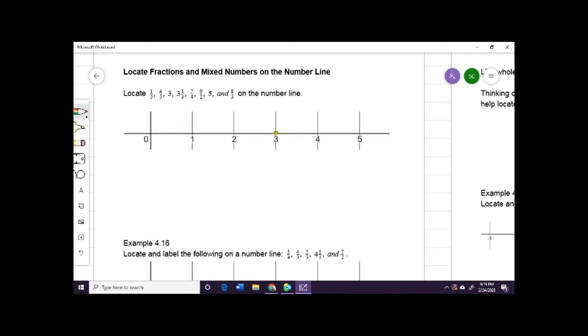I'm going to put a dot at 3, and I'm going to mark 5 on here as well. 3 and 5. Okay, I'm going to cross those out because I've already taken care of them. Now it gets a little trickier because we have fractions.